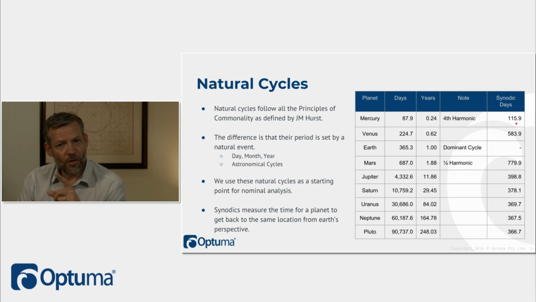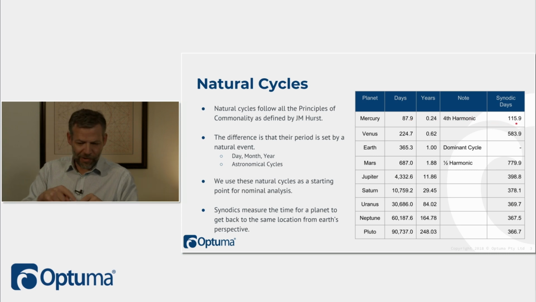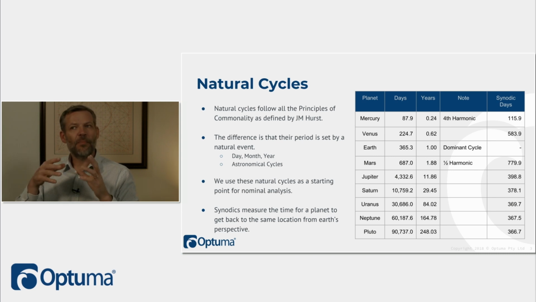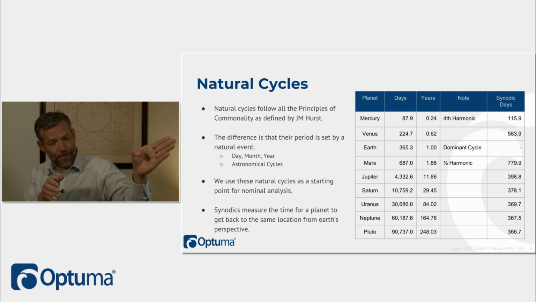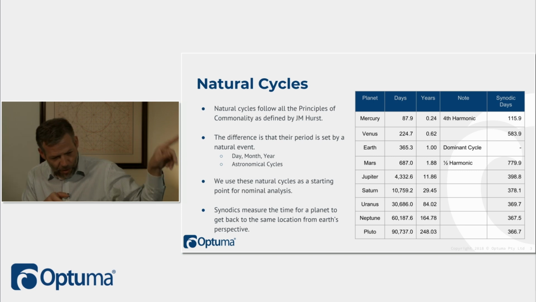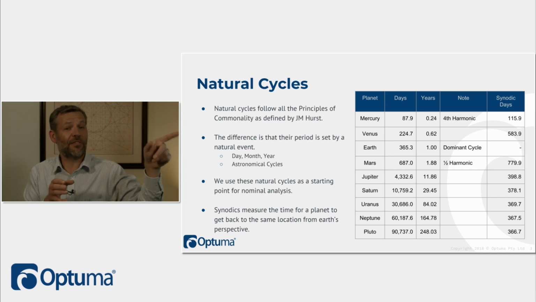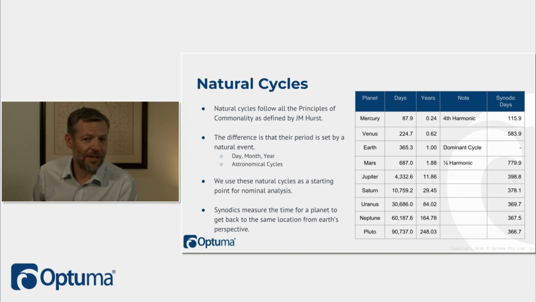But the synodic period, so Mercury traveling around is 87.9 days, but from Earth's point of view, for Mercury to be at that point in the sky and then go all the way around and come back to that same point takes 115 days. So we call that the synodic interval, or the number of days for the synodic length there. And it's really interesting that Mars is the longest at 780, and then everything else gets a lot closer.